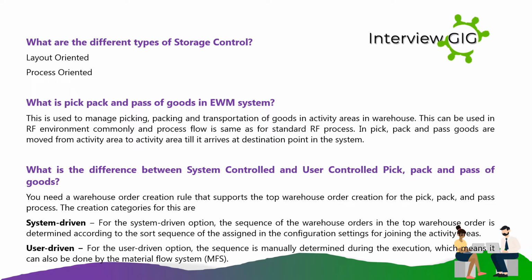What is the difference between system-controlled and user-controlled pick, pack and pass of goods? You need a warehouse order creation rule that supports the top warehouse order creation for the pick, pack, and pass process. The creation categories for this are system-driven and user-driven. For the system-driven option, the sequence of the warehouse orders and the top warehouse order is determined according to the sort sequence of the assigned activity areas and the configuration settings for joining. For the user-driven option, the sequence is manually determined during the execution, which means it can also be done by the material flow system, MFS.